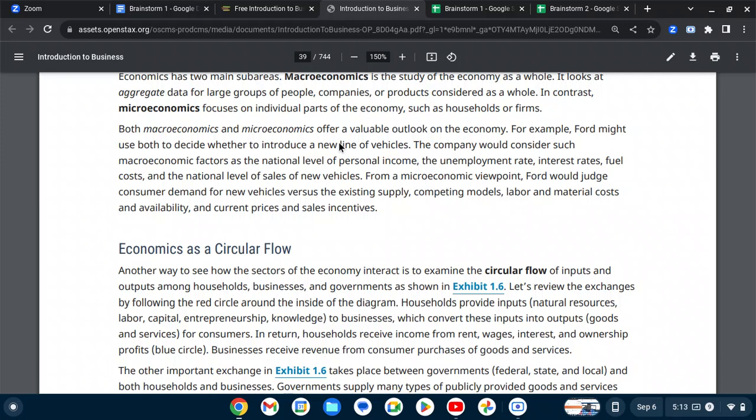The company would consider such macroeconomic factors as the national level of personal income, the unemployment rate, interest rates, fuel costs, and the national level of sales of new vehicles. From a microeconomic viewpoint, Ford would judge consumer demands for new vehicles versus the existing supply, competing models, labor and material costs and availability, and current prices and sales incentives.